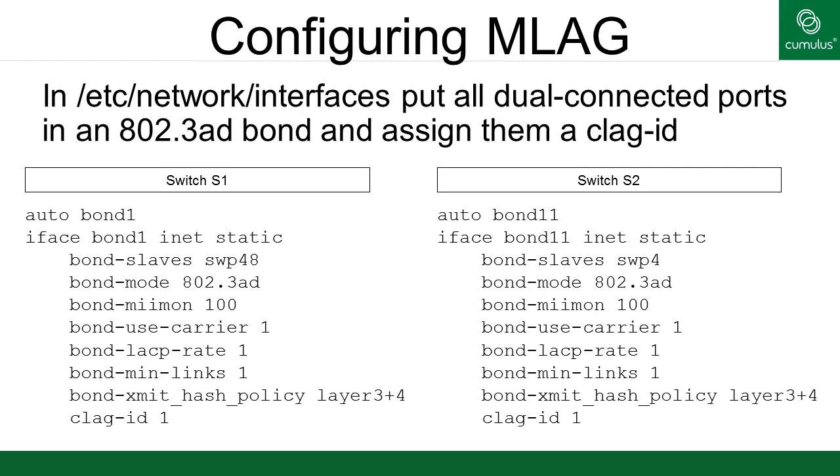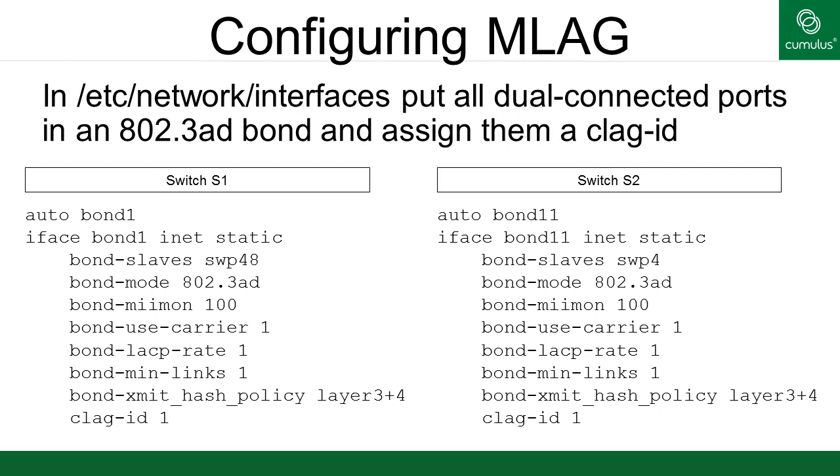They show that on switch S1, we're creating a bond called bond1. It's going to have a single port, swp48, as a member. And we're going to give it the MLAG ID of 1. And the MLAG ID here just has to be the same on each switch for a given dually connected port. On switch S2, we're going to call it bond11. We could have called it bond1. It's probably best practice to call it bond1, but I just wanted to make the point that they don't have to be the same name. We don't use the name here to make any association between the two switches.